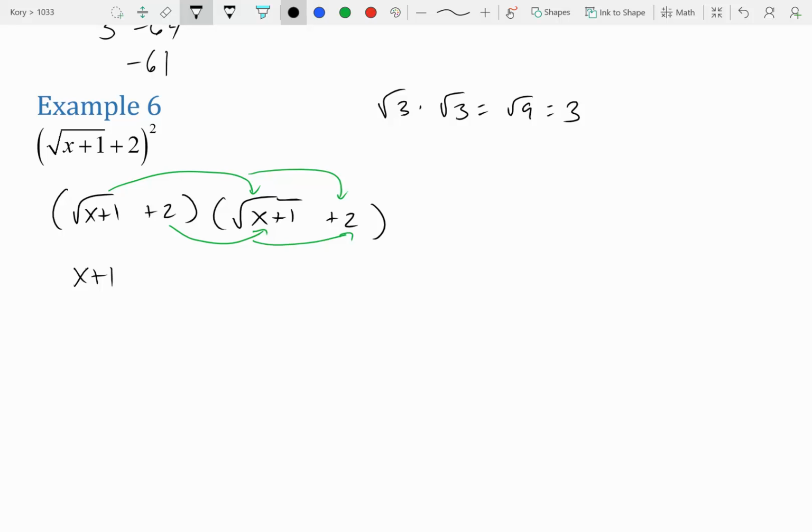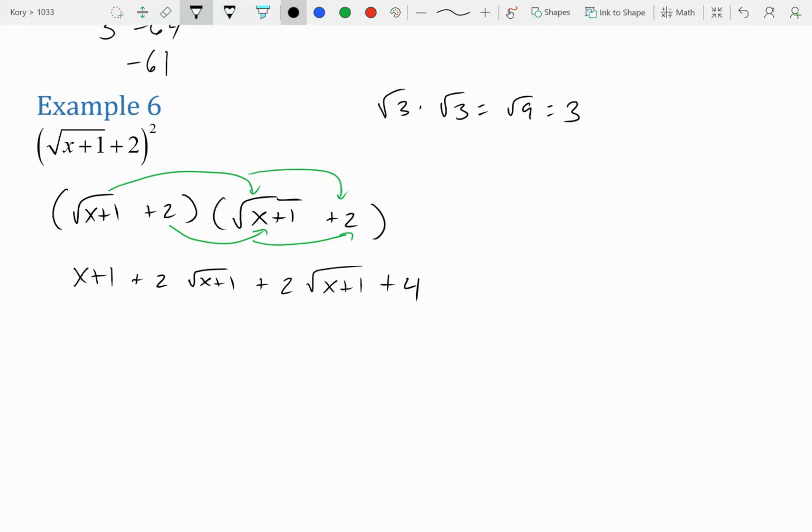And then we have the square root of x plus 1 times 2, which is plus 2 times the square root of x plus 1. And then we have 2 times the square root of x plus 1, so that's another 2 times the square root of x plus 1. And then 2 times 2 is 4.